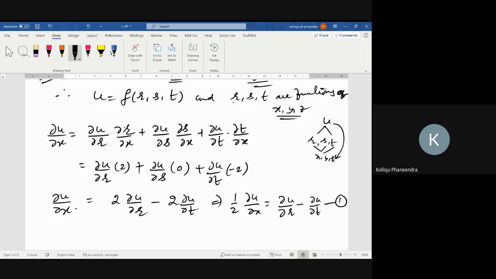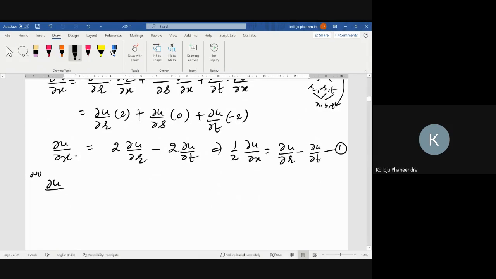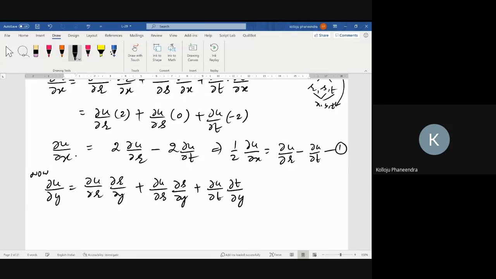Similarly, another one, ∂u/∂y: ∂u/∂r into ∂r/∂y plus ∂u/∂s into ∂s/∂y plus ∂u/∂t into ∂t/∂y. So first, ∂u/∂r, and r is what? 2x minus 3y. So this is minus 3. This is ∂u/∂s. ∂s/∂y, s is what? 3y minus 4z. This is 3. ∂u/∂t, t is what? t is 4z minus 2x. There is no y term, so 0.